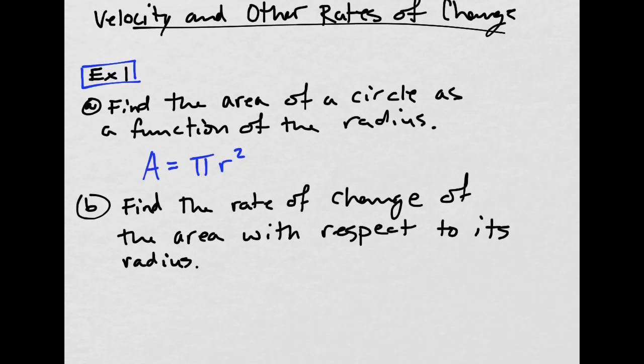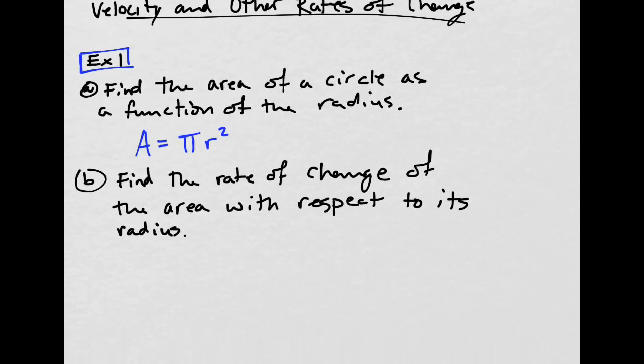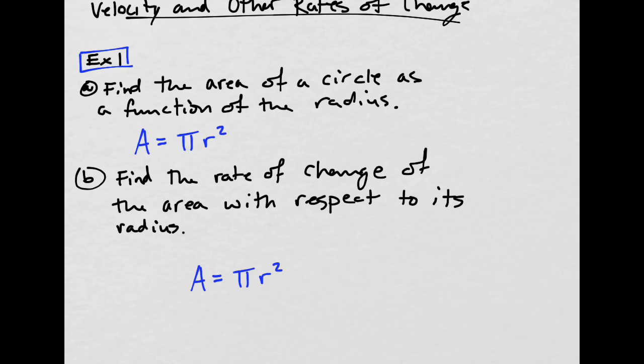So this is part B. Find the rate of change of the area with respect to its radius. Remember, the derivative is also a rate of change. And if we want to find the rate of change of the area with respect to its radius, then we can just take this and take the derivative with respect to the radius, d/dr. This is actually a little bit of implicit differentiation, but we're going to subdue that fact right now.